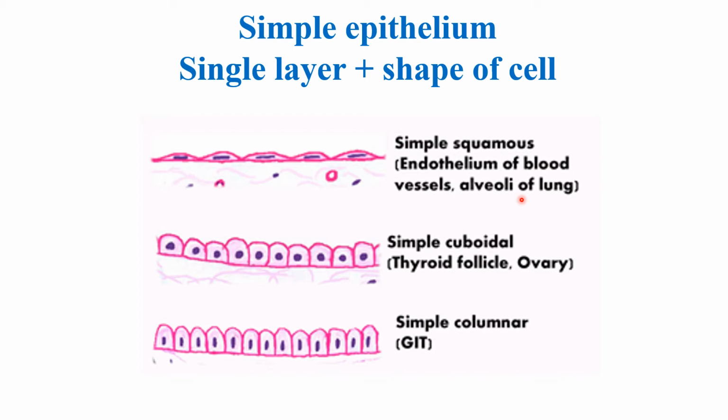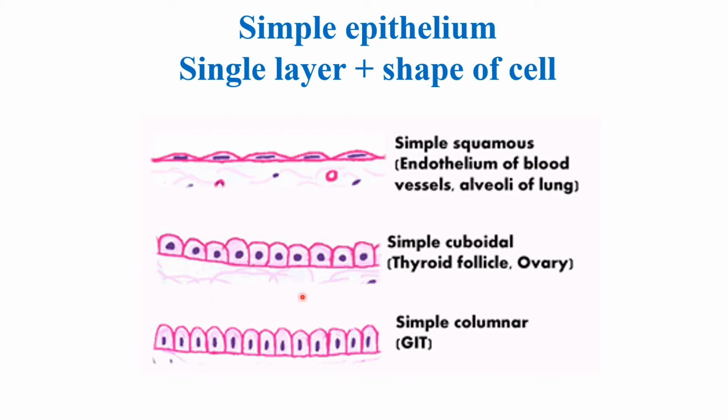Similarly, the simple squamous epithelium also lines the pleural, pericardial and peritoneal cavities, and there it is known as the mesothelium. So, endothelium is simple squamous epithelium lining the blood vessels. Mesothelium is simple squamous epithelium lining the cavities, and it also lines the alveoli of lung.